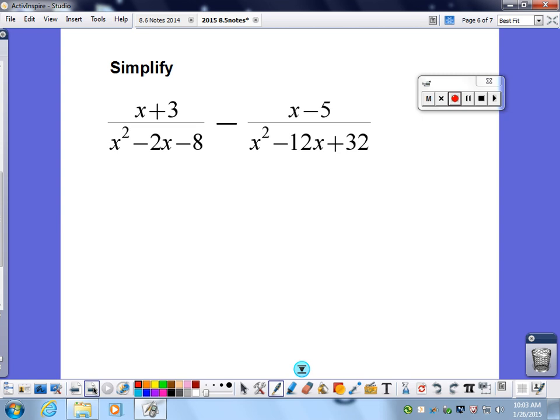All right, here's how I worked it out. Hopefully, like I said, you've got an answer. Let's see how you did. All right, when I look at this, I'm subtracting. That means I need a common denominator. Adding and subtracting, you got to get a common denominator.